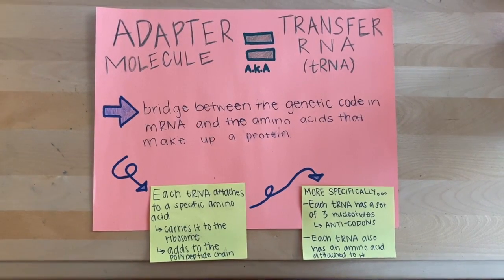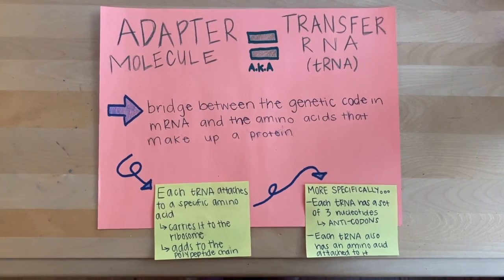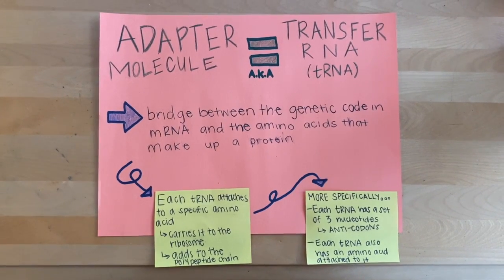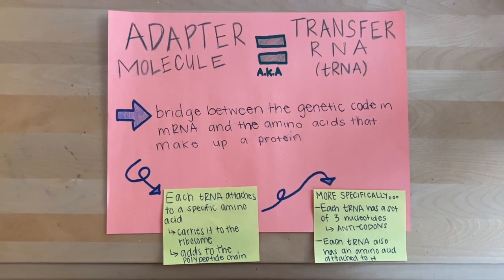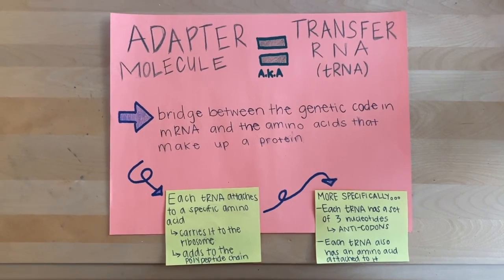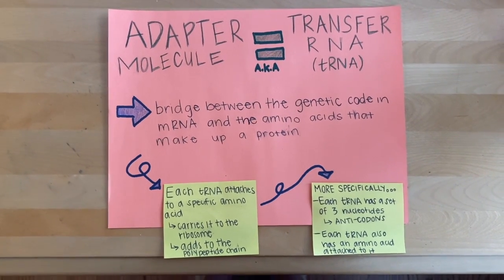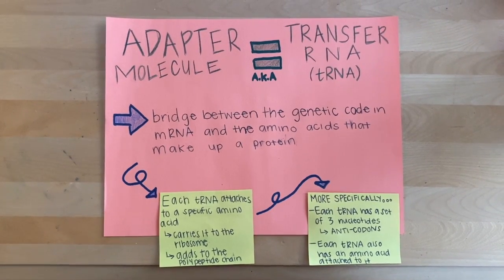Transfer RNA is more commonly referred to as tRNA and is also known as the adapter molecule. tRNA can be thought of as a bridge between the genetic code in mRNA and the amino acids that make up a protein. Each tRNA attaches to a specific amino acid and carries it to the ribosome, where the tRNA adds its amino acids to the growing polypeptide chain at the position indicated by the genetic instructions.